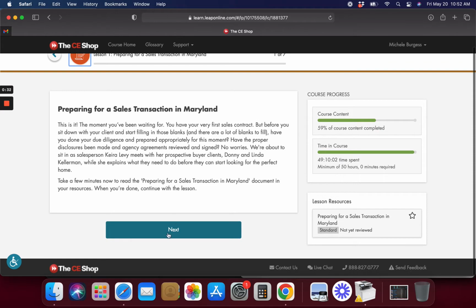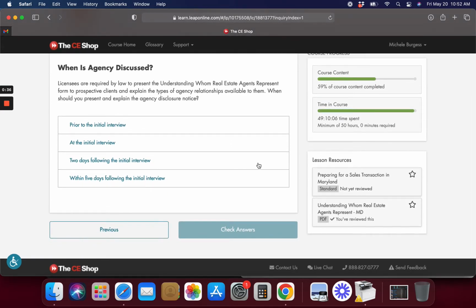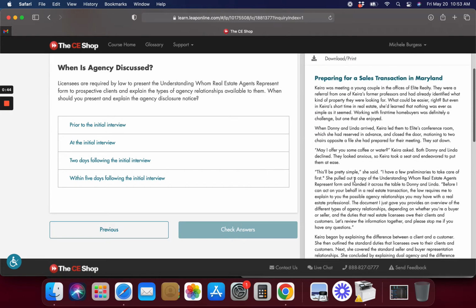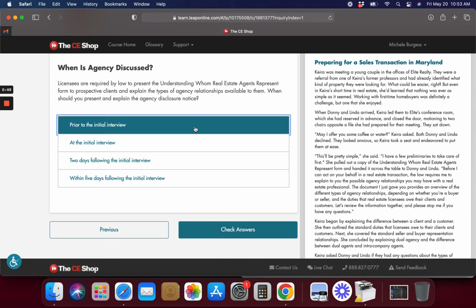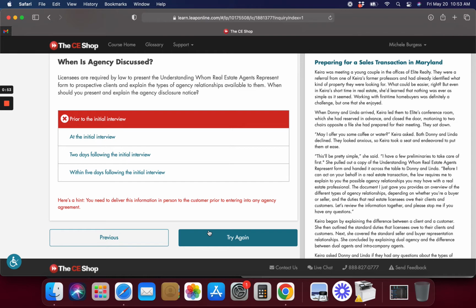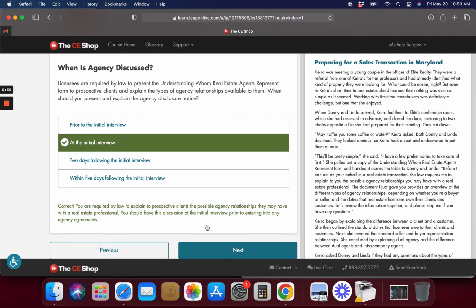Okay, you've been waiting. You got your first sales contract after you passed your tests. So what should you present and explain? The agency disclosure notice. This is prior to the initial interview. You need to deliver this information in person to the customer prior to entering into any agency agreement. So it's probably at the initial interview. Correct.